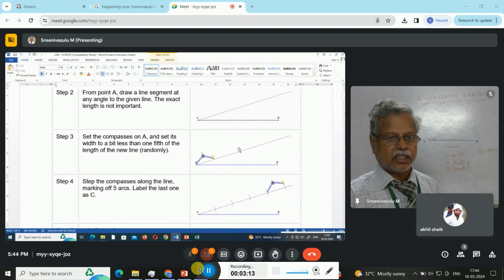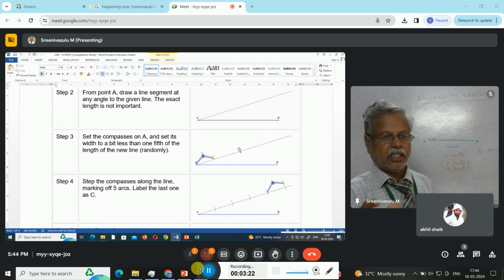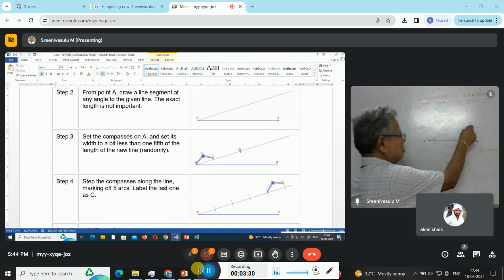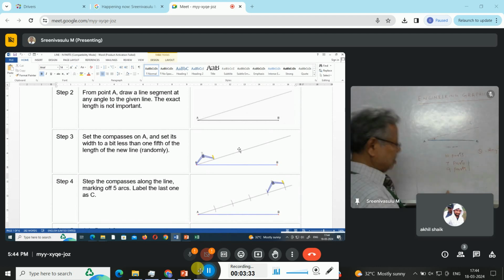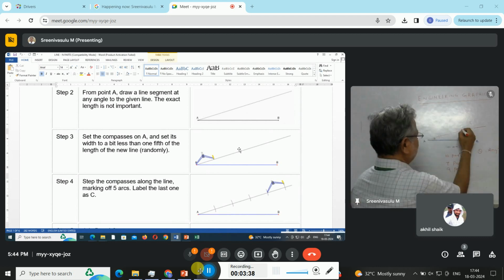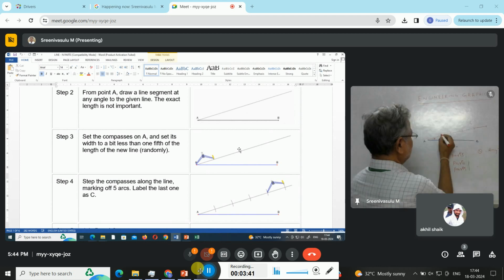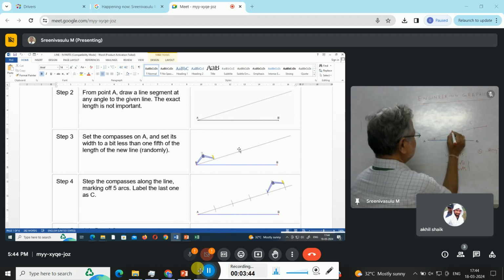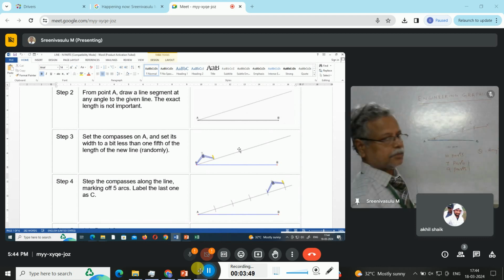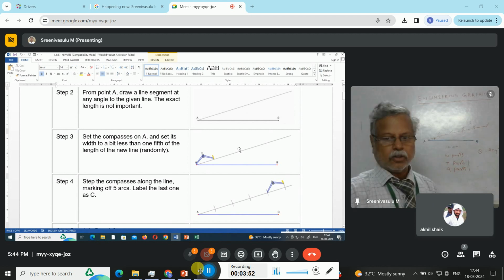Then step 3: take the compass and set some distance for the compass. Any convenient distance you can take. With that, try to cut the inclined line. When I am cutting this inclined line, since it has been drawn with a color, I am getting some spaces over there, whereas when you draw arcs with the compass, you will get those arcs. So how many arcs are going to come? 1 dash, 2 dash, 3 dash, 4 dash, and 5 dash. So that is what your step 3 and step 4 are doing.